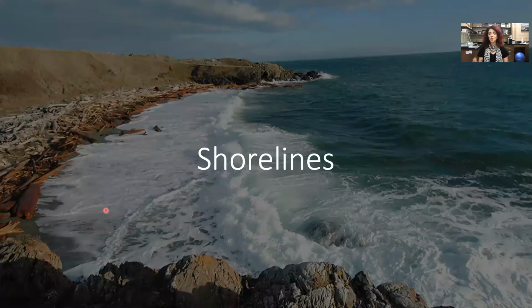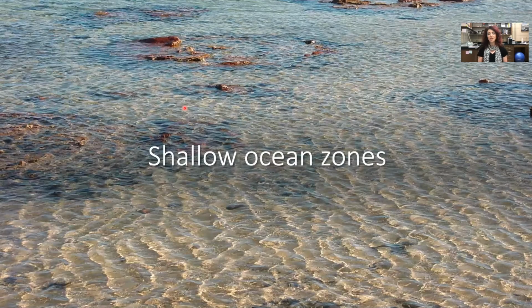Next, we have shorelines. This is just an image of shorelines. As you can see, a lot of garbage and debris washes up on these shorelines, so it's a very vulnerable environment as well. We also have shallow ocean zones. As you can imagine, there's a lot of sunlight for primary productivity to happen, and many, many benthic organisms that occur on the sandy seabed.